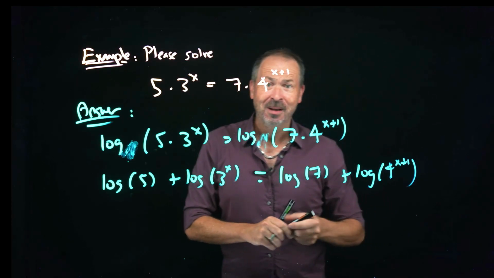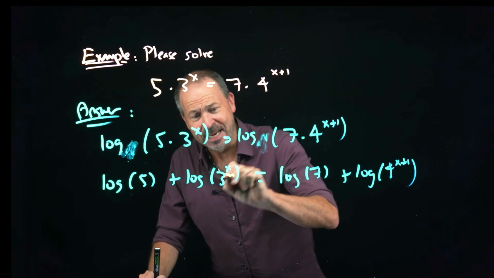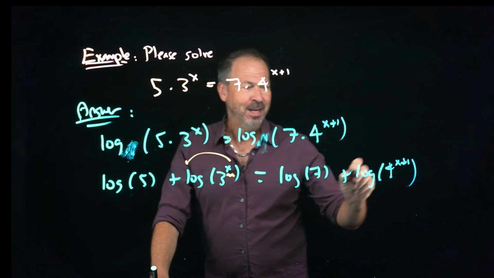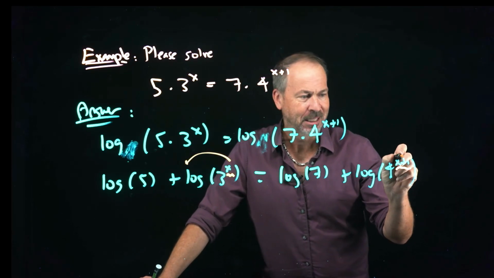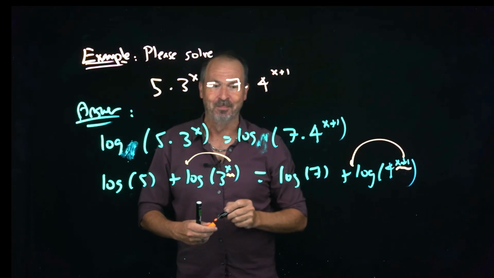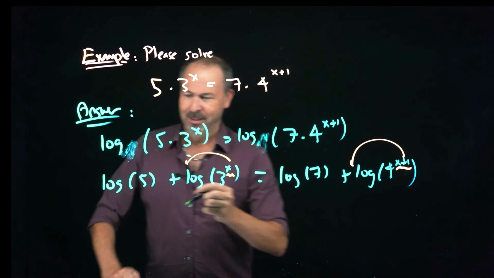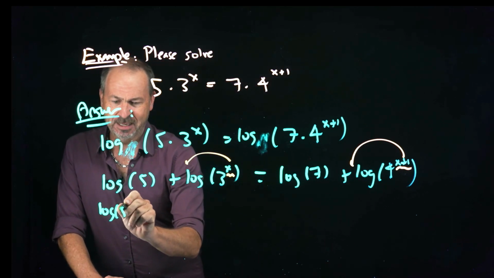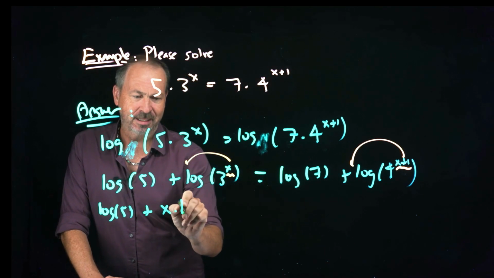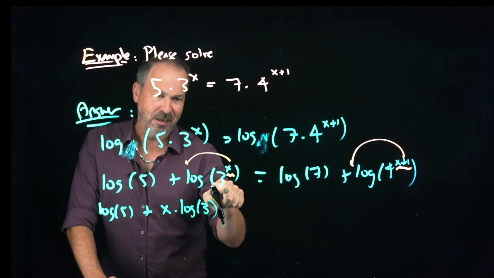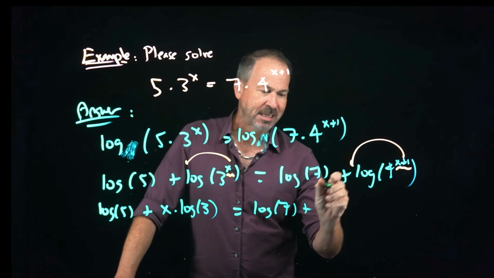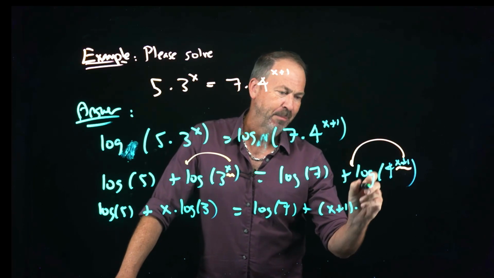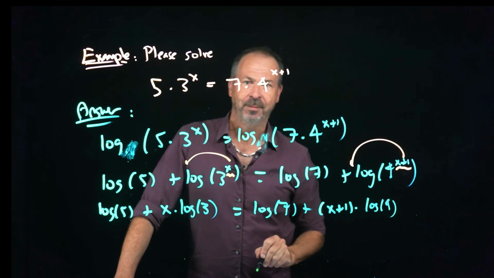And I know logs shake things down. There's an x stuck upstairs, I'll shake it down. There's an x plus 1, all of that's the exponent here. That whole quantity is the exponent, I'll shake that whole quantity down. So this actually reads, okay, getting long and involved, log base 10 of 5 plus shake down the x times log base 10 of 3, that's what's left behind, equals log base 10 of 7 plus shake down all the x plus 1 and leave behind log base 10 of 4.